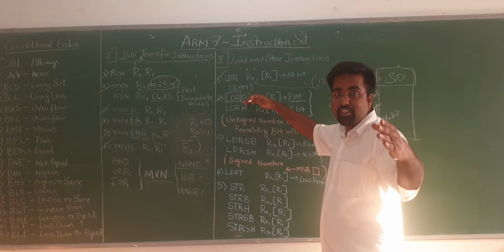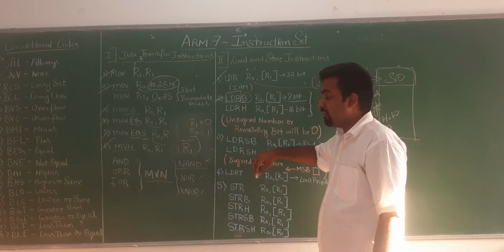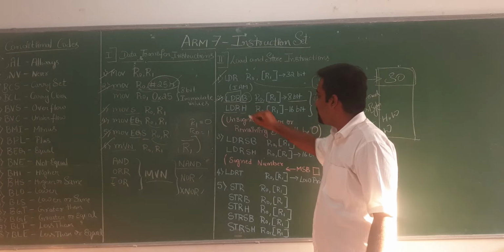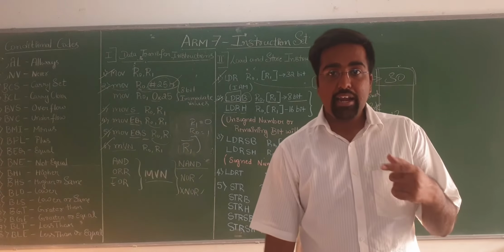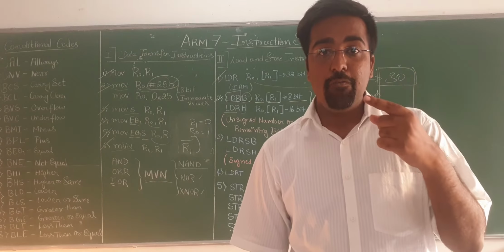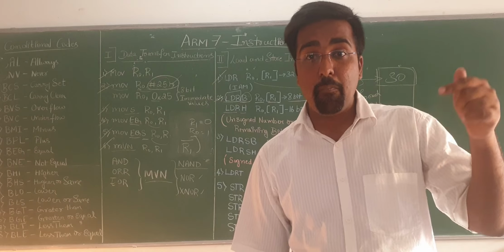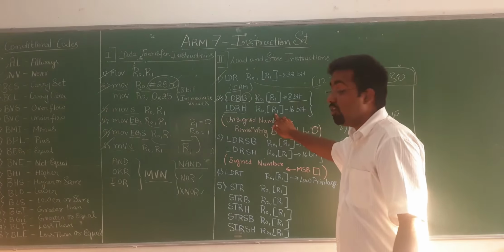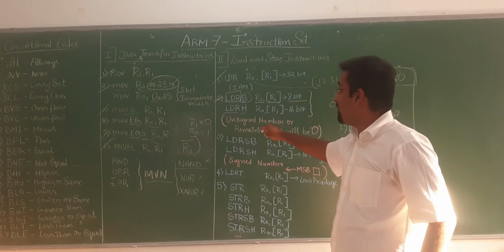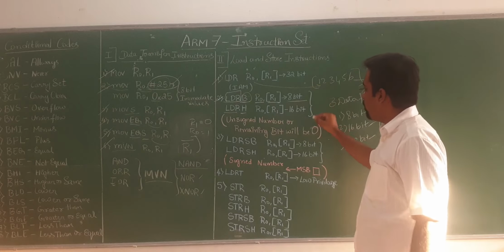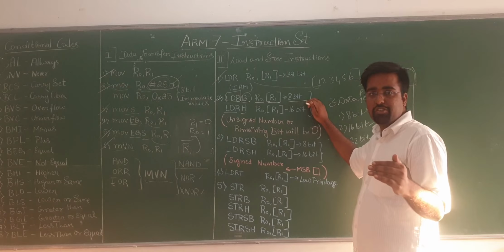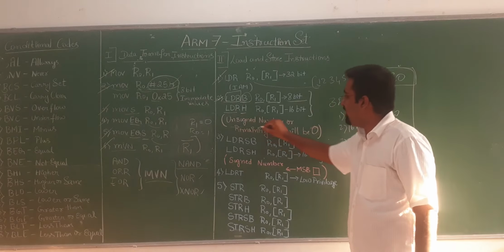If you have understood this instruction, the next instruction you can easily find out. LDRH R0, comma, square bracket of R1. It means R0 gets the value at the location pointed by R1, of 16 bits, that is your half word. These two instructions hold good for unsigned numbers.